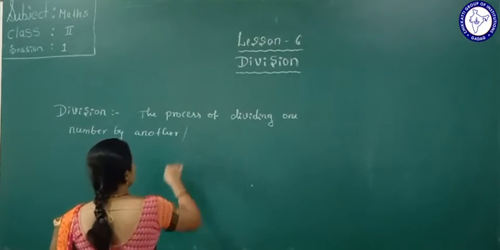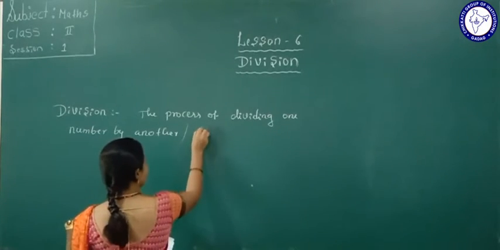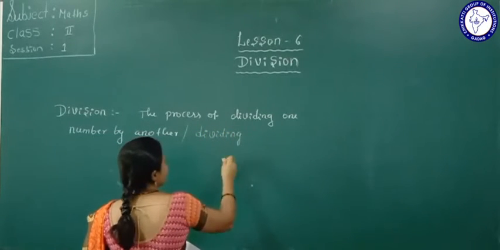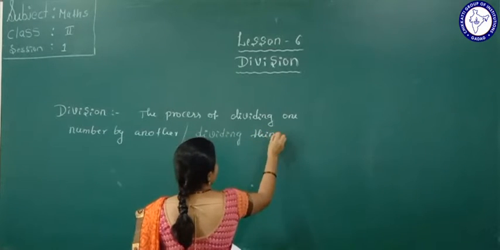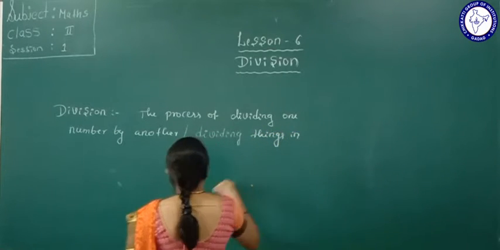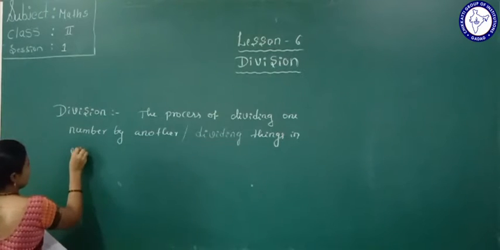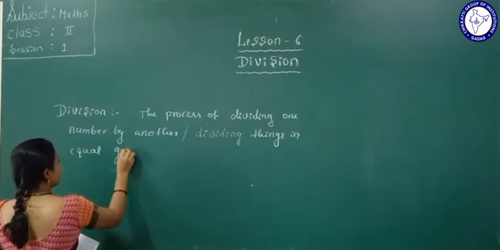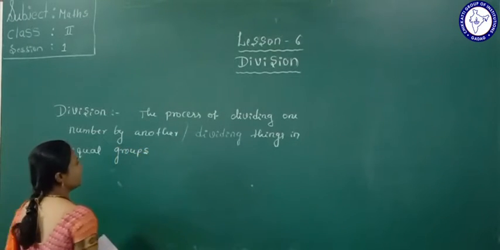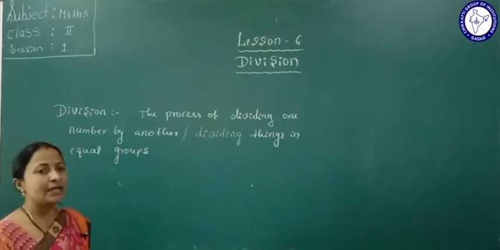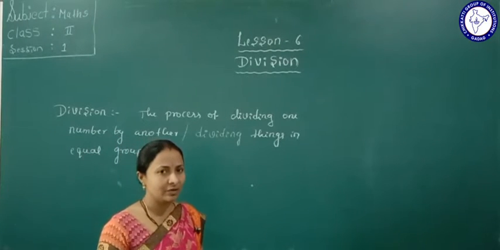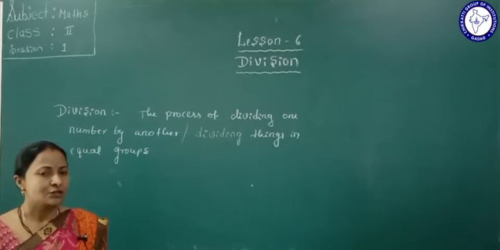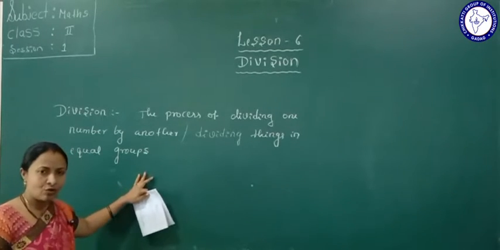It can also be called dividing things in equal groups. Whatever things you take, we will distribute them equally, we will make equal groups. That also we can call a division. Yes. So you understood the meaning of division.